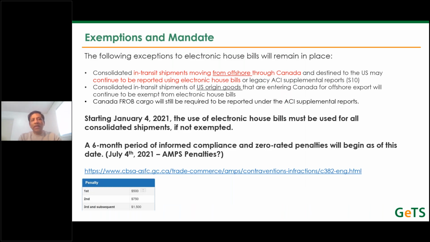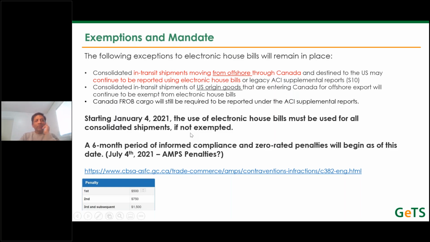There are certain exemptions, but if you see these, all the consolidated in-transit shipments moving from offshore through Canada into United States, if any shipments coming from Europe going via Canada into United States, those need to be reported to the Canadian customs as well. You have an option to use the electronic house bill or the existing ACI supplementary reports. The other way around, if the shipment is coming from United States going via Canada into Europe, those are exempted today. Those need not report the house bills.